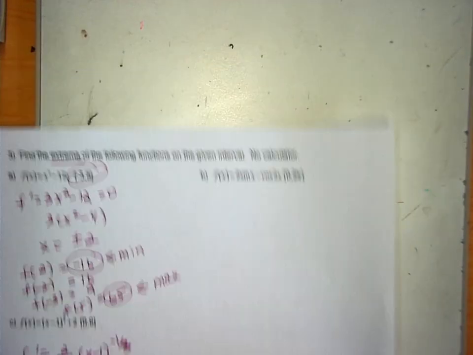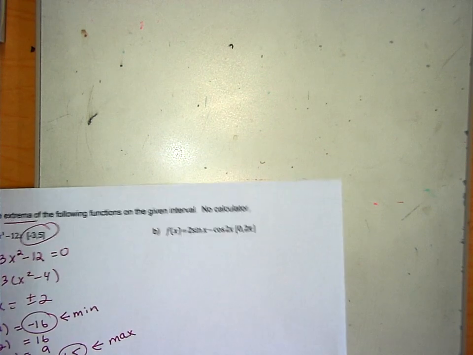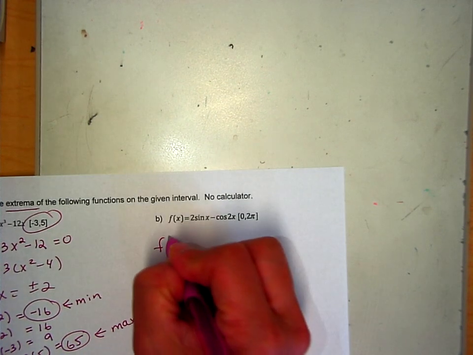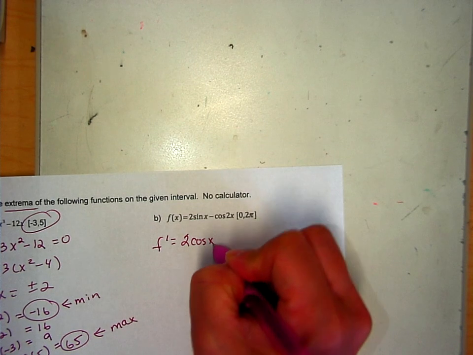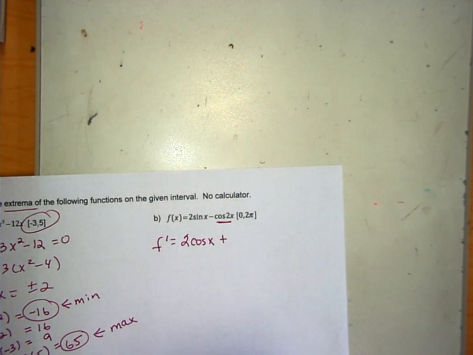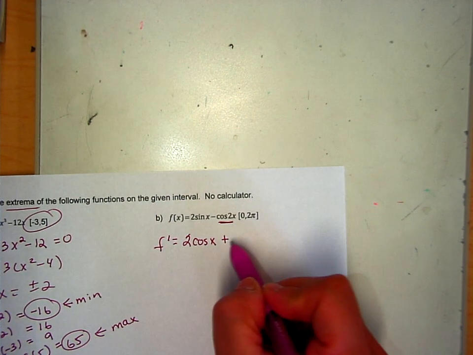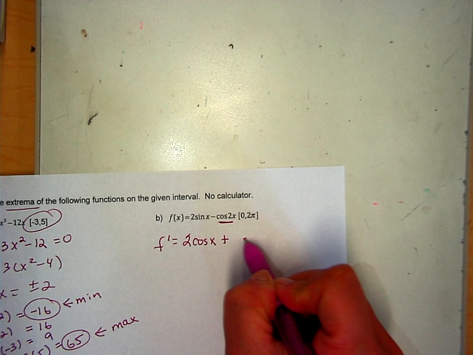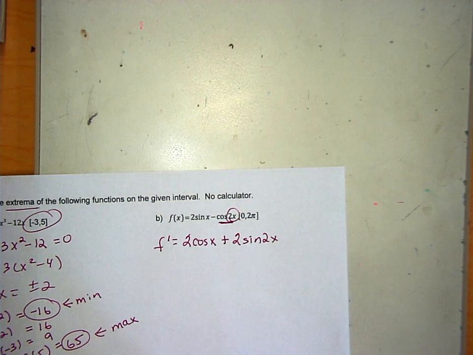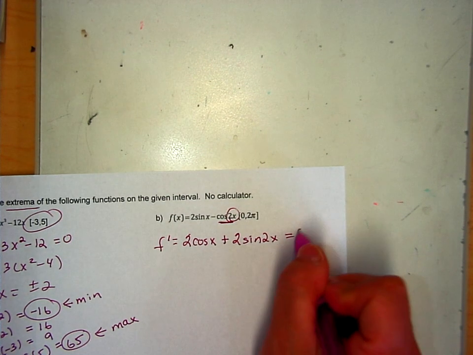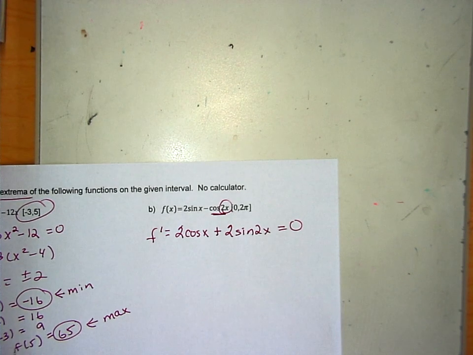Okay, last one. We've got a trig one, but the process is going to be the same. So the derivative is going to be 2 cosine of x plus, the derivative of the cosine is negative sine, so it's going to become a plus, I have sine of 2x. I need the chain rule on the angle, so I need a 2 in front of there. This is my derivative. I need to set that equal to 0.